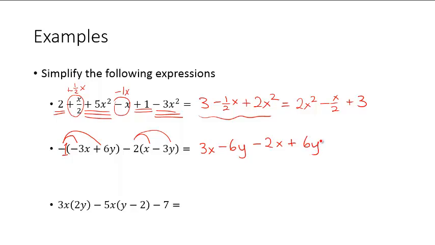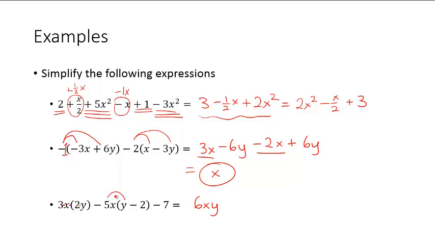Now we can see if there are any like terms. We've got 3x minus 2x is 1x. You can just write x if you like. And negative 6y plus 6y, which is gone. So it's just x. Here we've got 3x times 2y, which is 6xy. Notice there's no distribution here because there's no plus or minus. This is all just multiplied, and this bracket is really there just superficially.